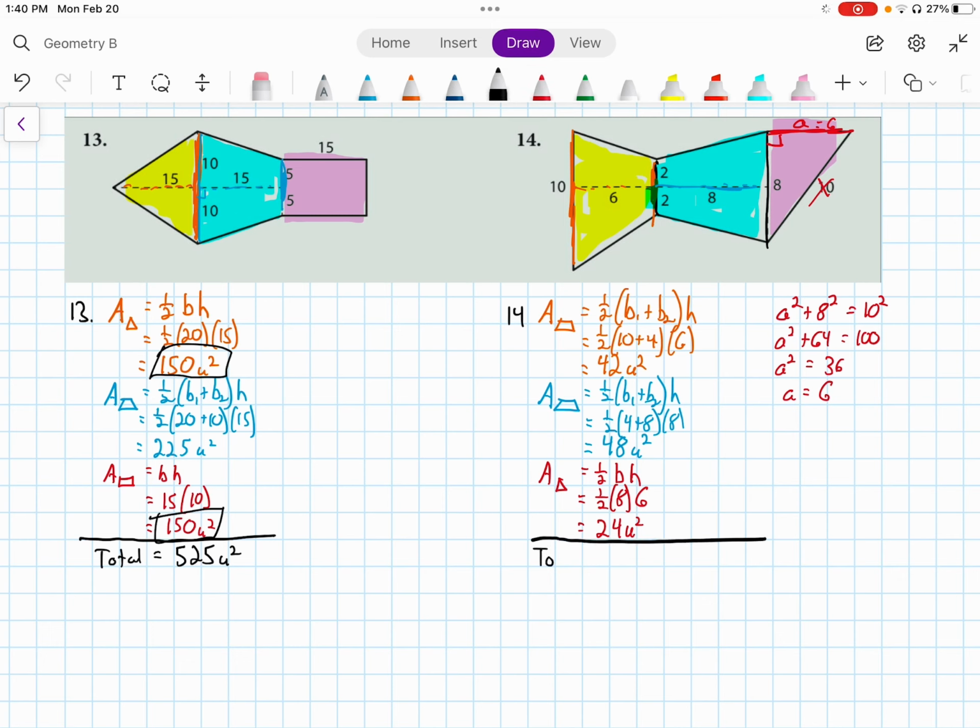And then we can total these up. And we have the total area equals these three things added together. 42 plus 48, that's 90 units squared, plus 24 is 114 units squared.